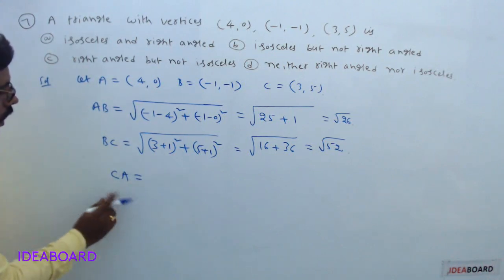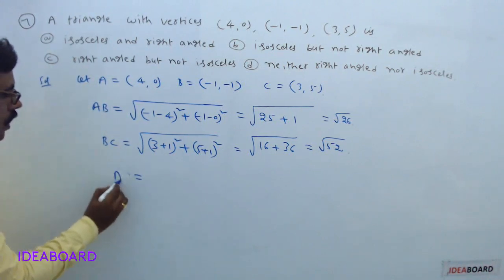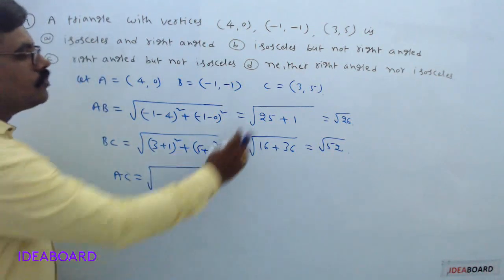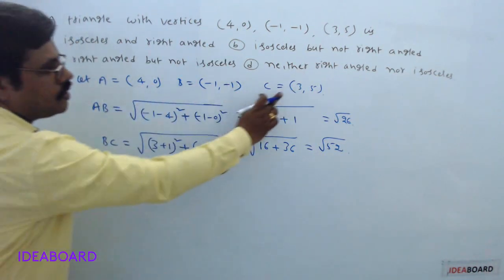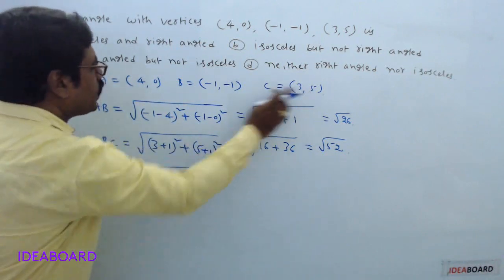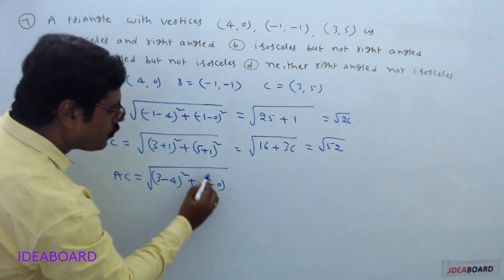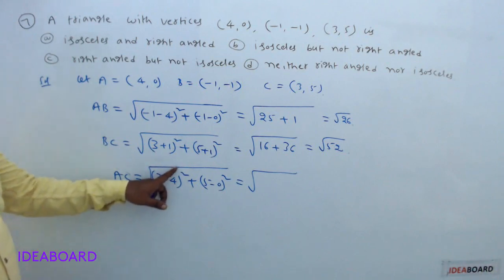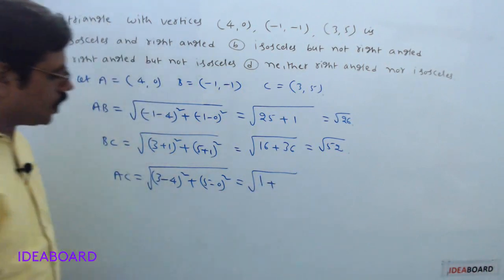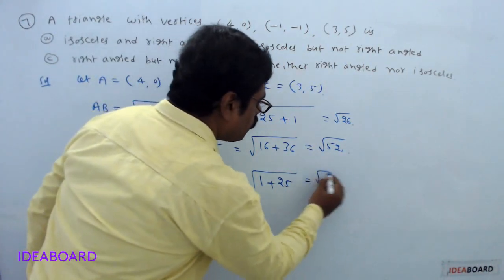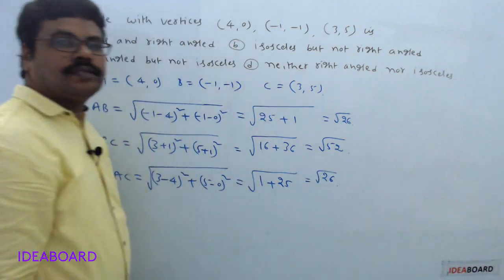Then calculate the length of the side AC or CA. So AC equals the distance between the points A and C. This is square root of (x2 minus x1) whole square, that is (3 minus 4) whole square plus (5 minus 0) whole square. Now it is square root of 3 minus 4, that is -1 whole square, which is 1, plus 5 square, which is 25. So it will be root 26.